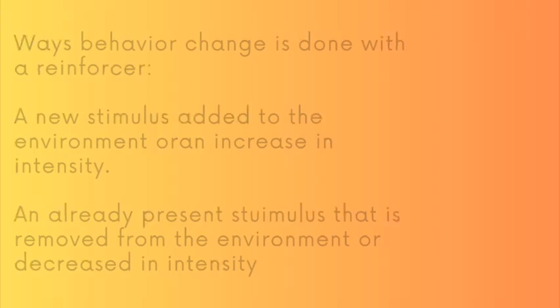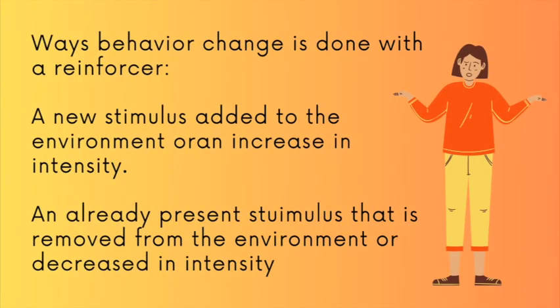So the reinforcer is the thing that's doing the changing. A reinforcer is the thing that you add to the environment, add to this person, the stimulus that you're adding that changes that behavior and increases it. That's the reinforcer. Reinforcement is the event that has occurred. The reinforcer is the thing that's doing it. It occurs in 2 ways: when you add something or increase the intensity of an already present thing, or when you remove an already present thing or decrease its intensity. That's how you can get reinforcement to occur in 2 different ways.